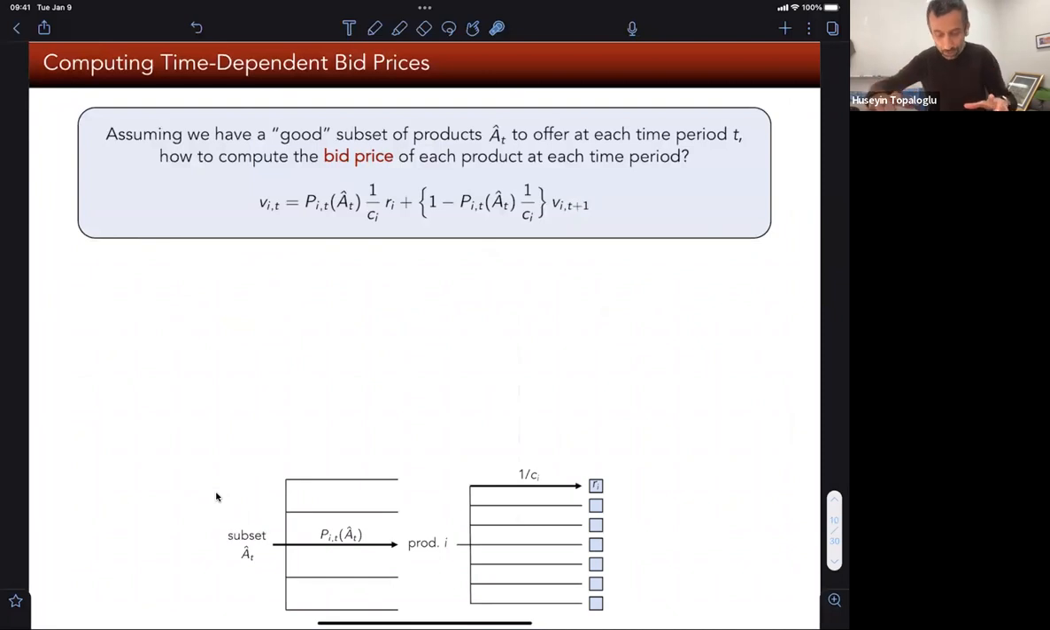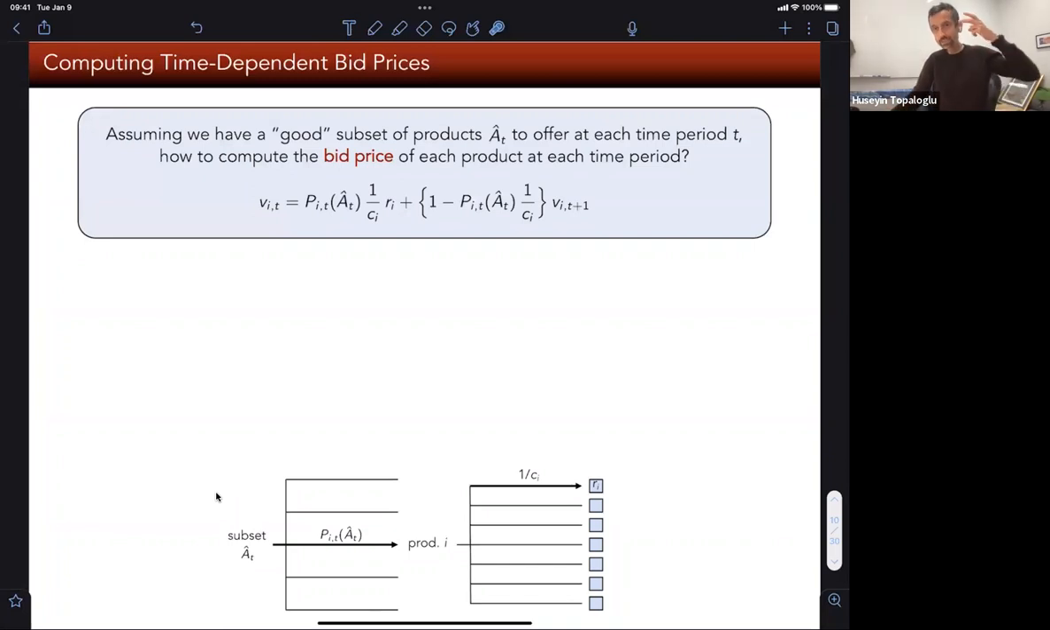So on this slide, we're going to give an algorithm to compute time-dependent bid prices. And as far as this lecture goes, this is going to be the most important slide. So I want to make sure that everybody gets the idea behind this slide. If you can get the idea behind this slide, everything is going to be peanuts. So we're trying to compute time-dependent bid prices.